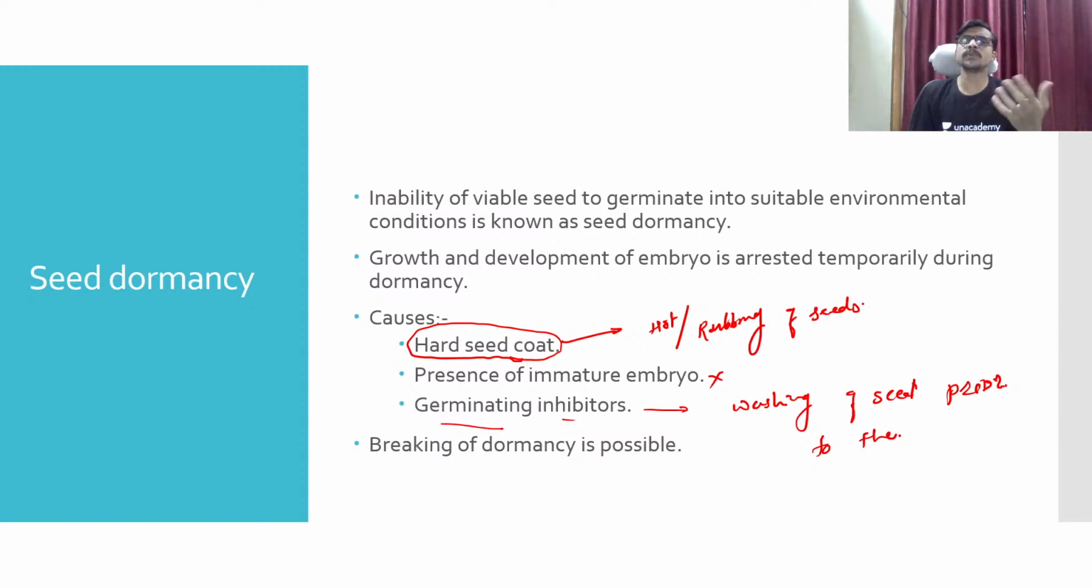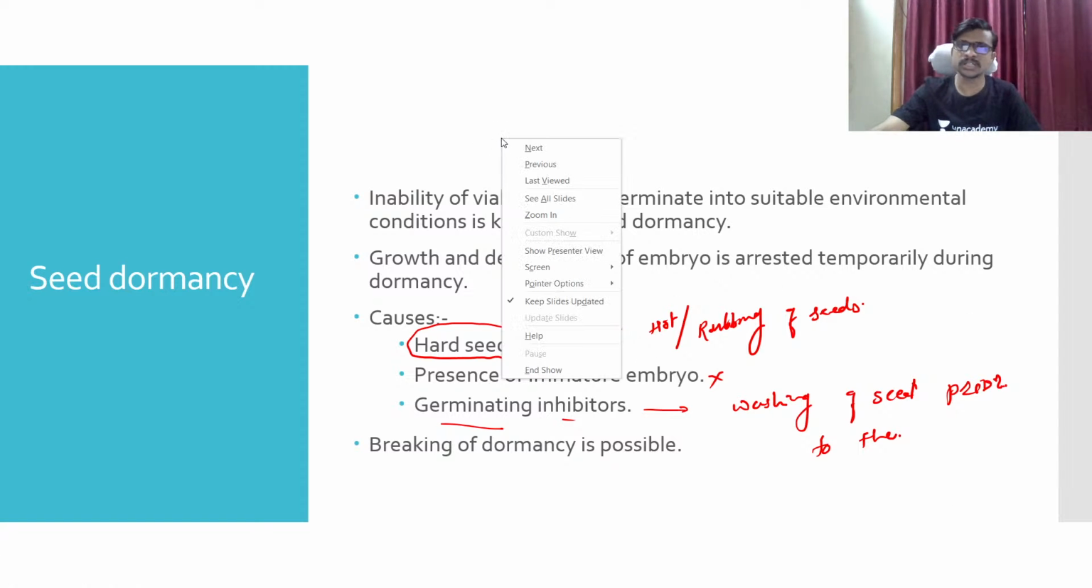Okay, and there are a few hormones also which can be used as dormancy breakers. So when we start the study of plant hormones, we will definitely discuss which hormones and how we can use them to break the dormancy of seed.